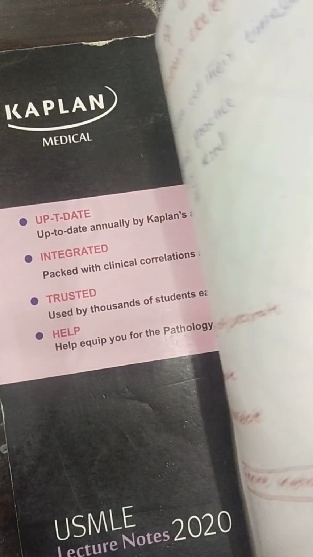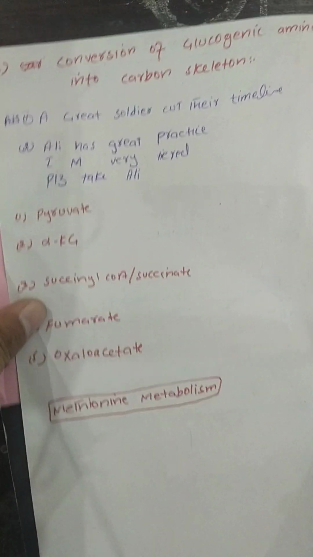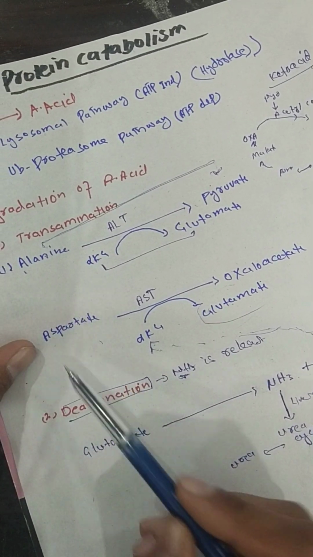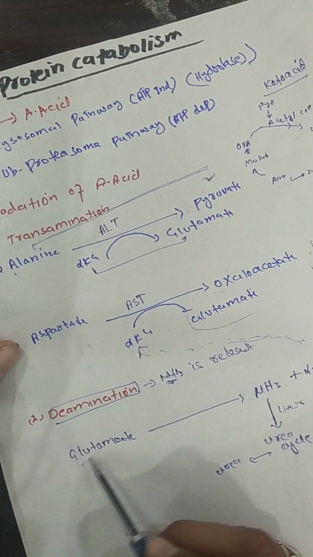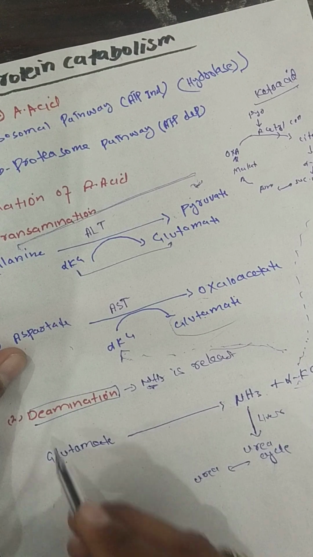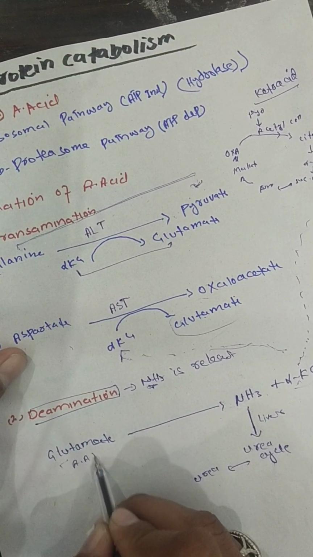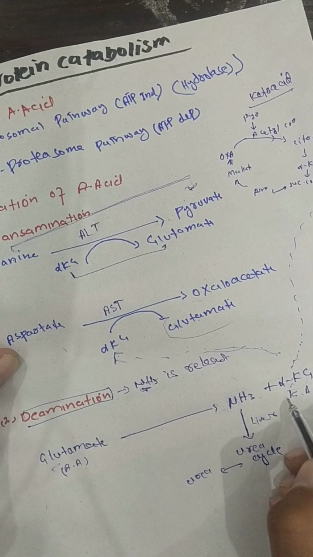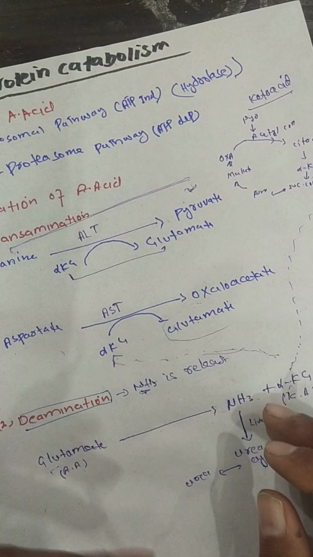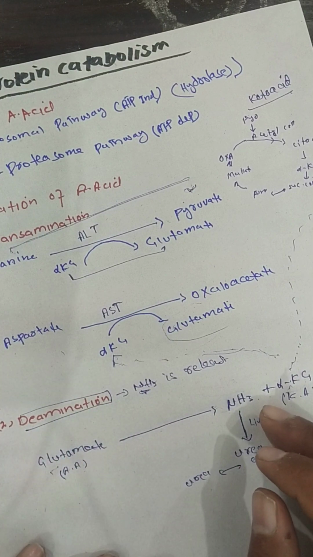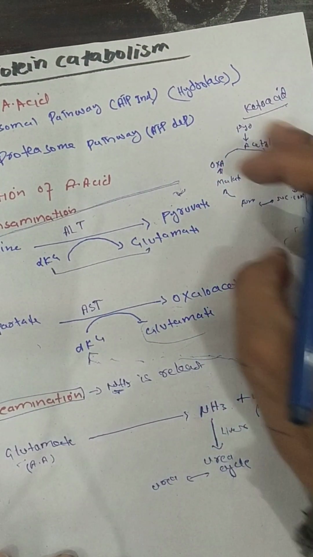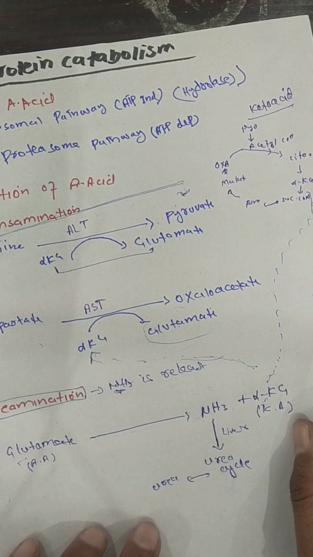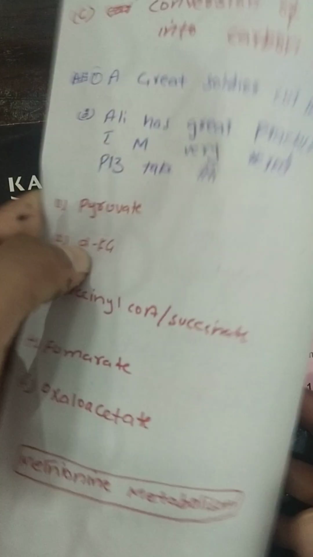Now I want to tell you something more. Look, in this reaction we convert alanine, and we convert glutamate into alpha ketoglutarate. Glutamate is an amino acid, and alpha ketoglutarate is a keto acid. If you are wondering what the keto acids are, just remember that the intermediates in the TCA cycle are called the keto acids. Don't confuse yourself, just keep it easy.